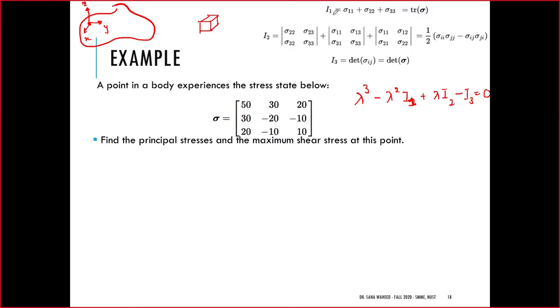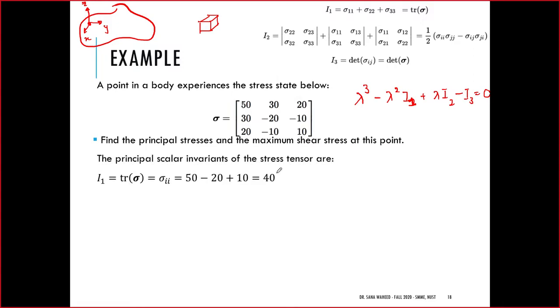So I1 is just the trace of the tensor. So let's just find that out. So trace, of course, we know is the sum of the diagonal terms. So I1 would be 50 minus 20 plus 10. So that is 40, of course. So we've got our I1.